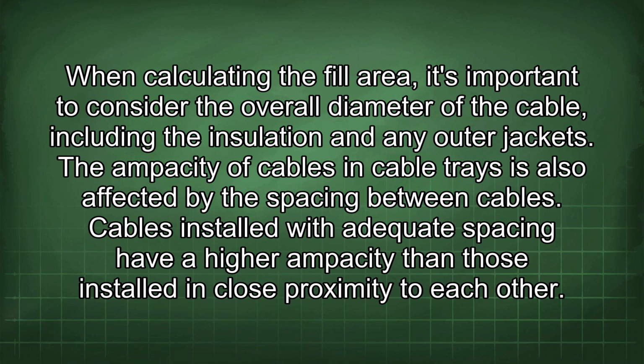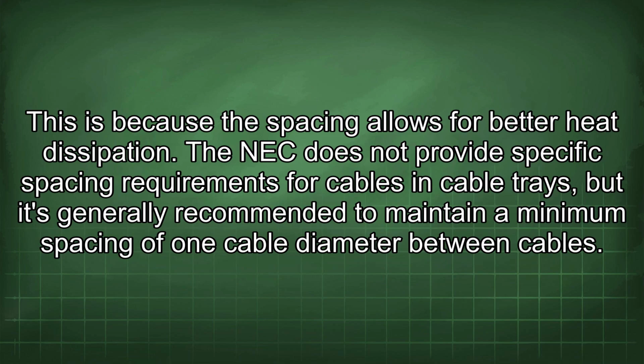outer jackets. The ampacity of cables in cable trays is also affected by the spacing between cables. Cables installed with adequate spacing have a higher ampacity than those installed in close proximity to each other. This is because the spacing allows for better heat dissipation. The NEC does not provide specific spacing requirements for cables in cable trays, but it's generally recommended to maintain a minimum spacing of 1 cable diameter between cables.